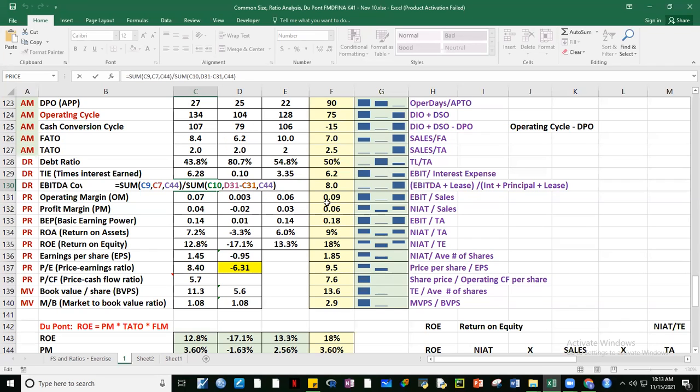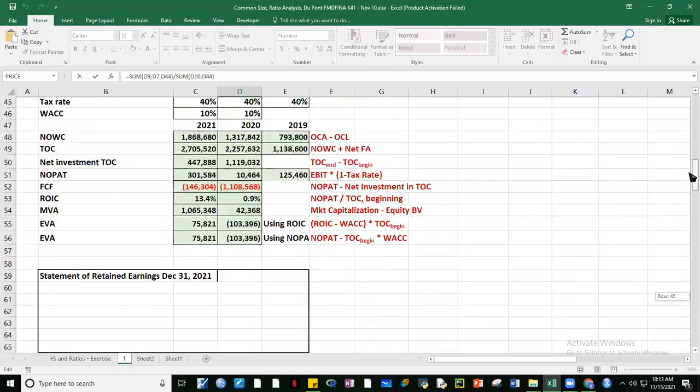Okay, so that will be our EBITDA coverage for 2021. Now in 2019, take note, bakit nawala yung principal dito? Bakit hindi natin sinama yung principal?